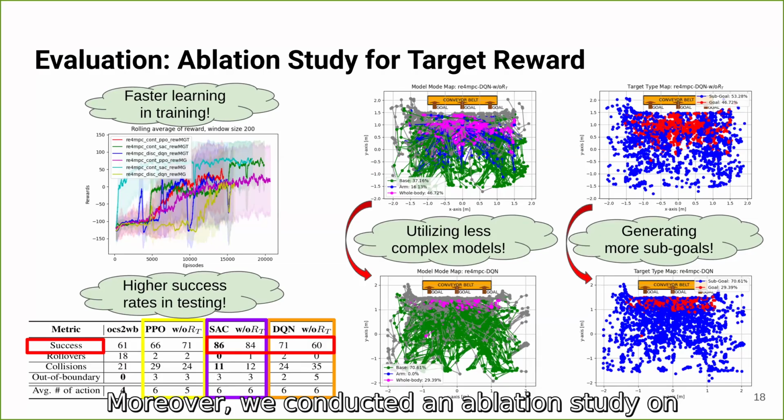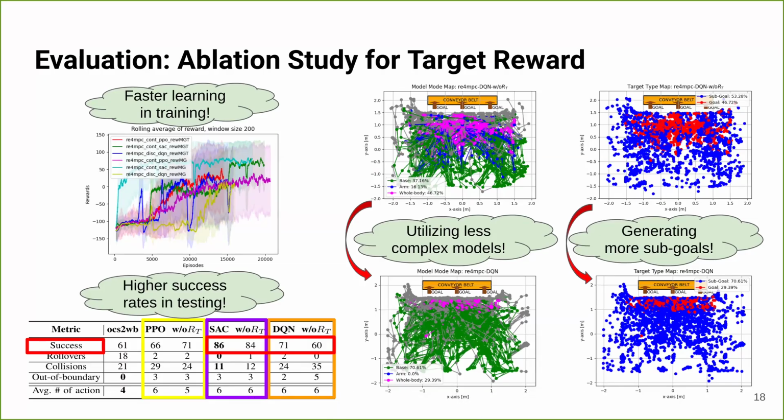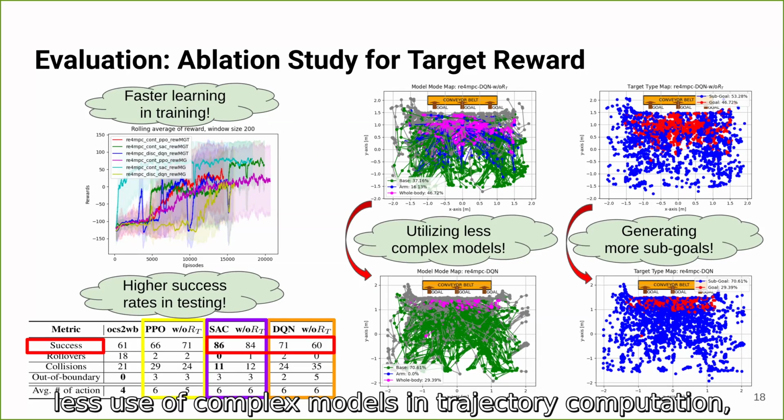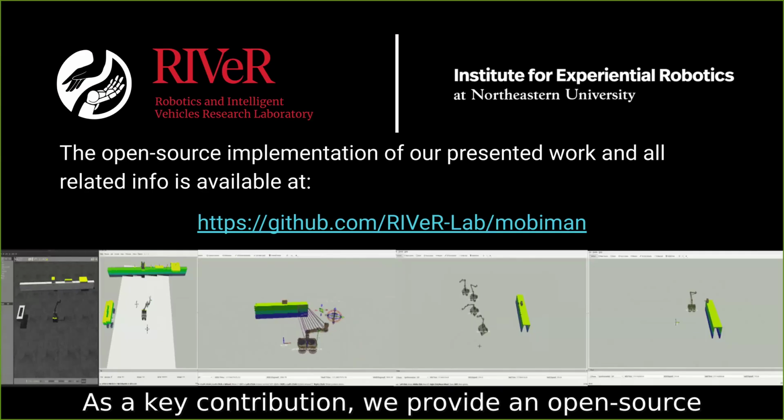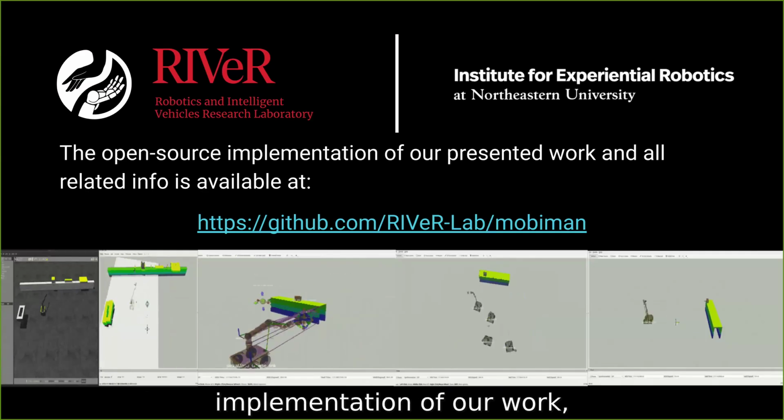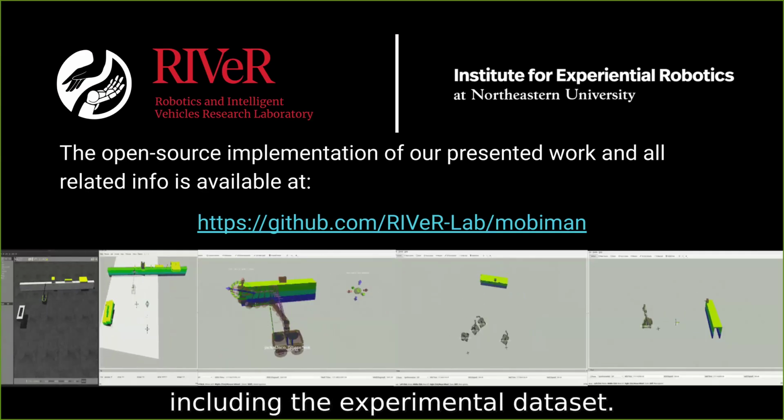Moreover, we conducted an ablation study on our target reward design, whose inclusion led to faster training times, higher success rates, less use of complex model in trajectory computation, and more sub-goal generations. As a key contribution, we provide an open source implementation of our work, including the experimental dataset.